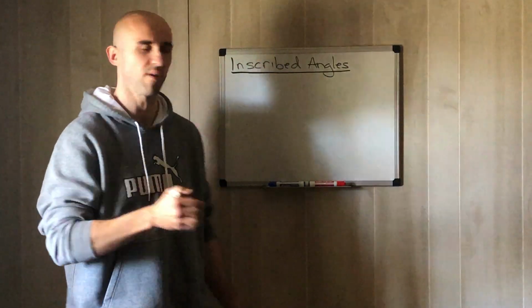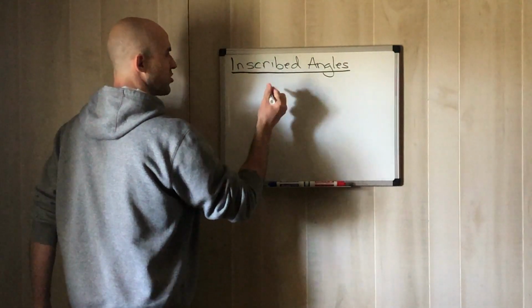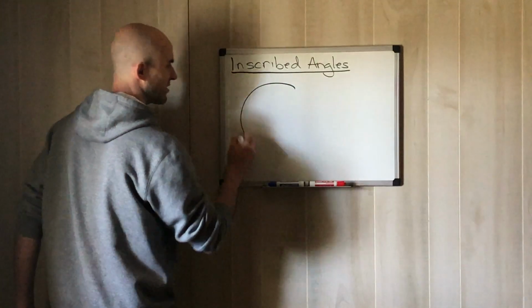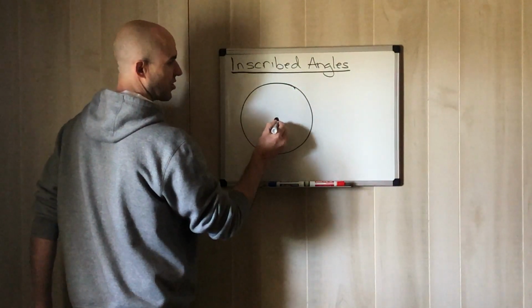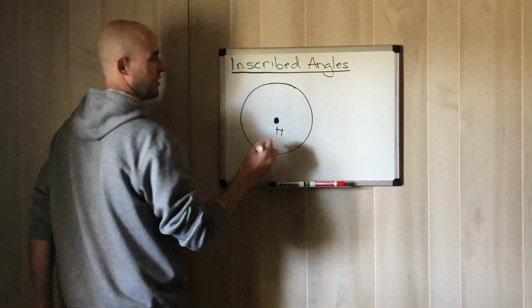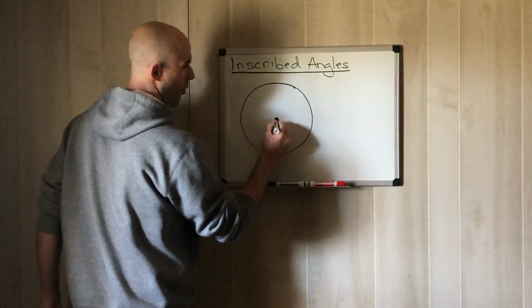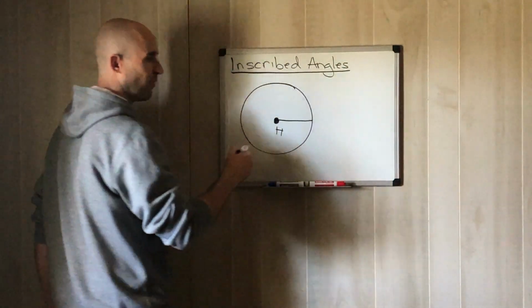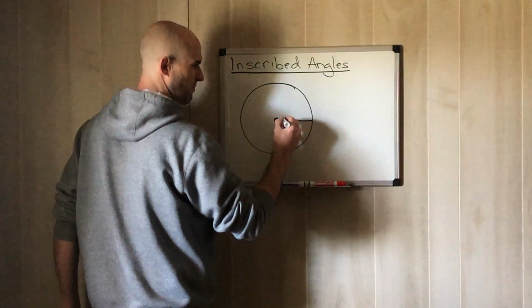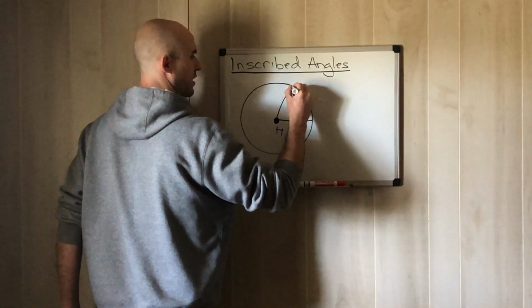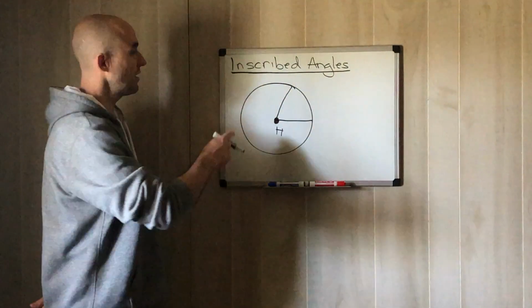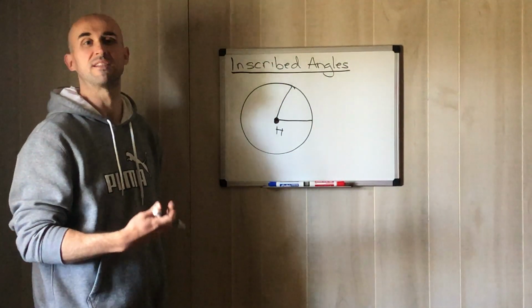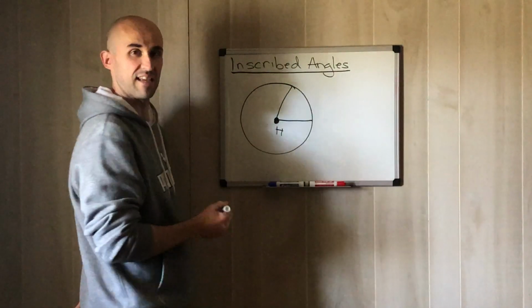We dealt with central angles. What we did a few days ago was, you have a circle, let's call it circle H. You have the center of the circle. When you have a line going from the center to the side, it's a radius. What we're looking at here is not an inscribed angle. It's called a central angle, and the reason it's called a central angle is because it's in the center.